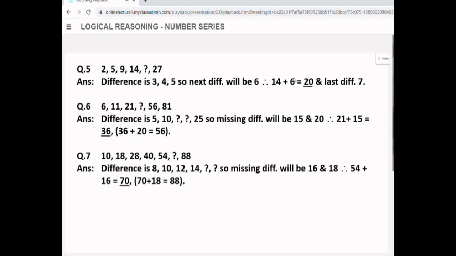Here, the explanation. Difference between 10 and 18 is 8. Second number minus the first number. Okay, 28 minus 18 is 10. Then the next difference is 12, 14. So what will be the next difference? 8, 10, 12, 14. Are you getting it? 14, 16, 18. So missing differences are 16 and 18. So 54 is the number before question mark. 54 plus the first difference 16 is 70. Now, if you want to find out the further bracket, it says 70 plus 18 is 88. So our answer is 70. I've underlined that answer. The next.